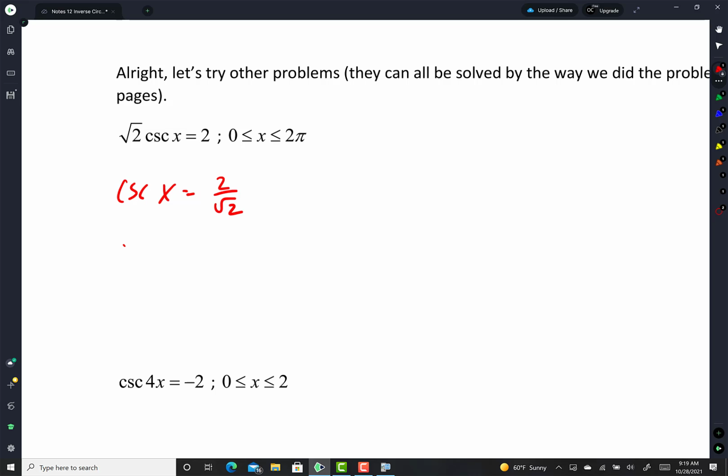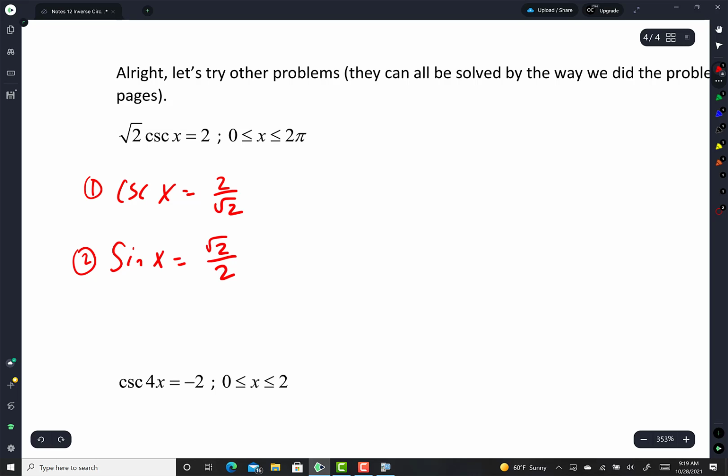Sine. So you could write sine x equals square root of 2 over 2. And now you choose. Which route do you want to go? Route number 1 or route number 2? Number 2 is a lot easier, I think. Do you guys see how we did it? All right. So now x equals arc sine of square root of 2 over 2 plus 2 pi n.